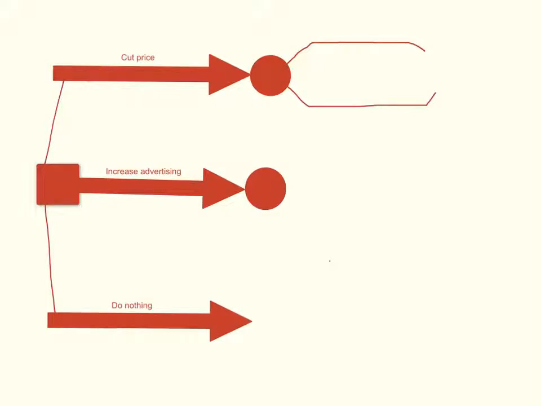So, there's the likely outcome that if the price of the product is cut, this could lead to high sales. But there's also a chance that if the price of the product is cut, it could lead to low sales. So these are the two possible outcomes if the manager were to choose this option.